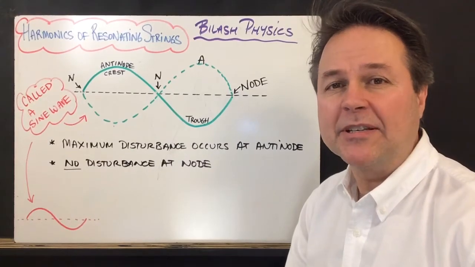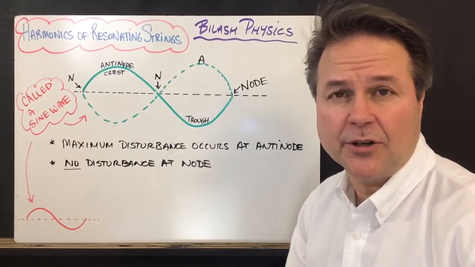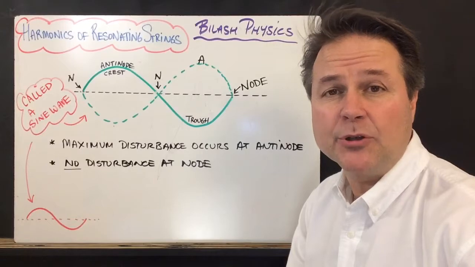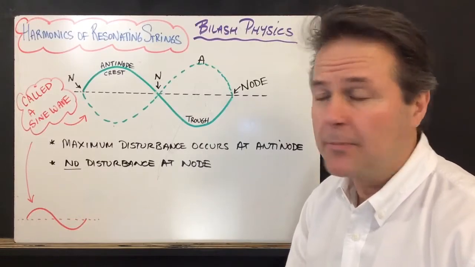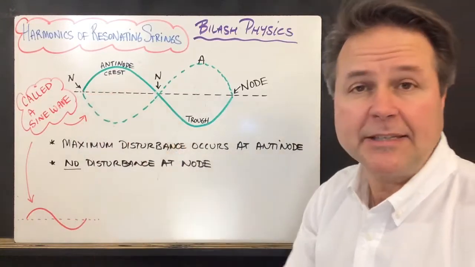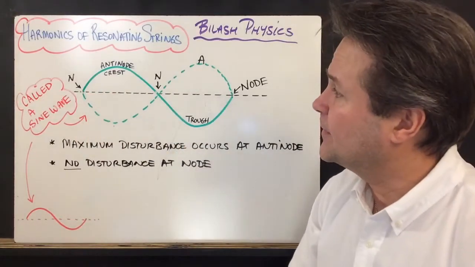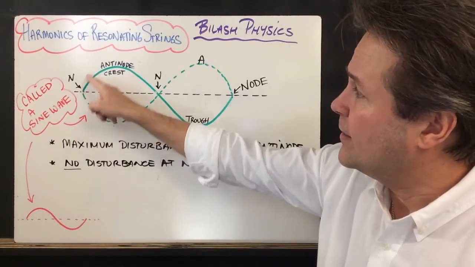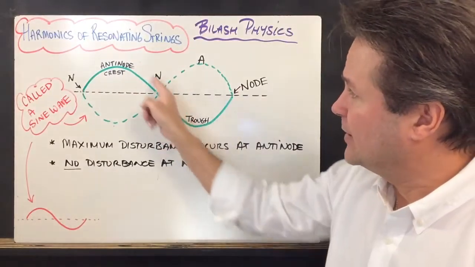In this lesson, I'm going to discuss how different frequencies called harmonics can be produced by the same string. But before we talk about harmonics, let me just review the basic shape of a wave. Now, a wave is called a sine wave. That's this green line over here.